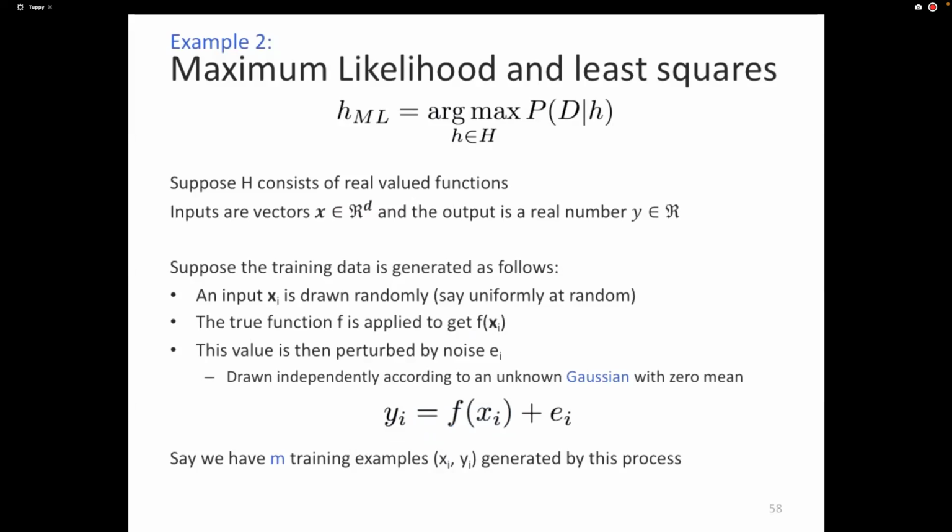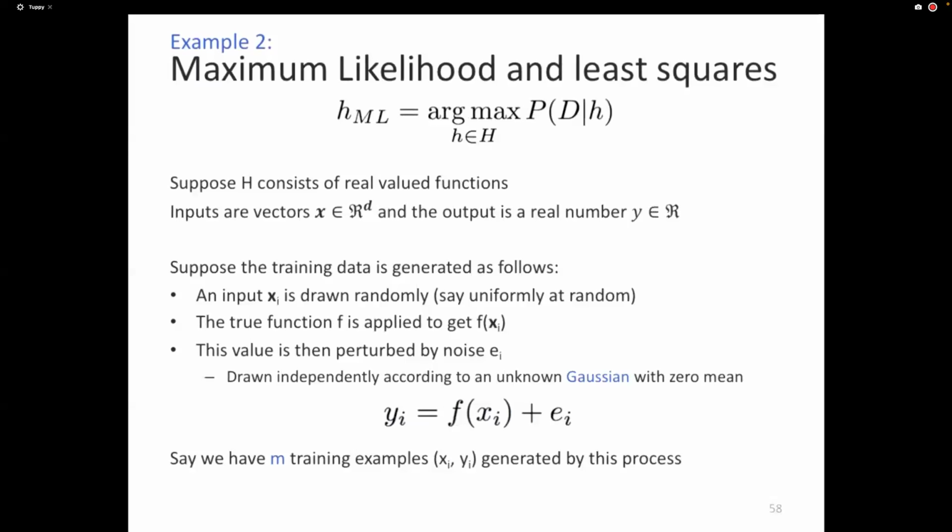And this process is applied repeatedly and independently many times, m times, and this is how we have generated our training data. Everything here that I've said so far is just a story. This is my assumption about how the data might have been generated. Maybe this is not how nature generated the data. Maybe there was no noise, the noise was actually part of the true concept. But I have to make some modeling assumption, and this is the assumption I'm making.